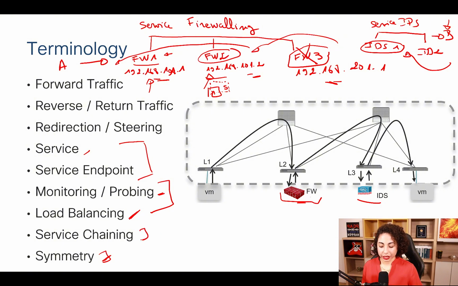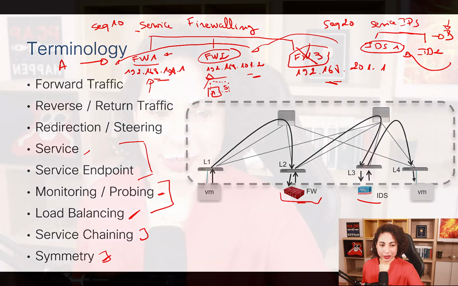And finally, service chaining. The chaining is actually a quite self-explanatory name. It means that we are taking two or more services and putting them into sequences. For example, let's say that sequence 10 would be the service firewalling and sequence 20 would be the service IDS. So that's it for the global terminology points. I really wanted to make a slide on them because we are going to speak a lot about all these key points as we move on.